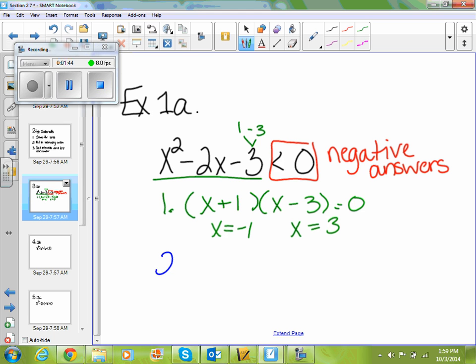Step 2 was to put them in order, which they actually already are, and then we have to group them. So we're going to group negative infinity to negative 1, negative 1 to 3, and 3 to positive infinity. You always group the 2 numbers together, and then you group them, one with negative infinity, one with positive infinity.